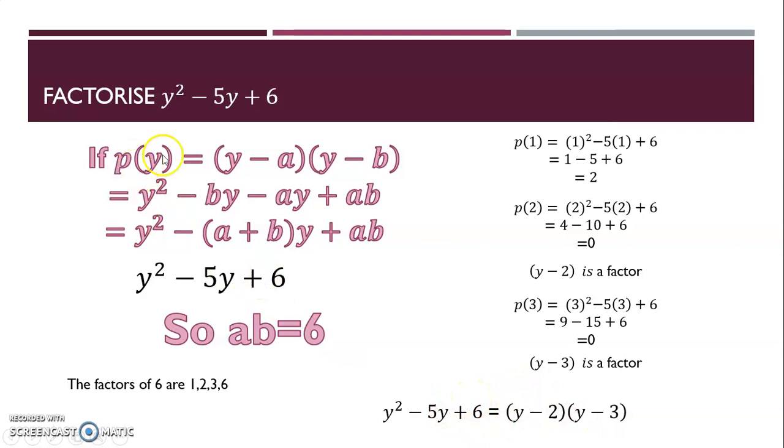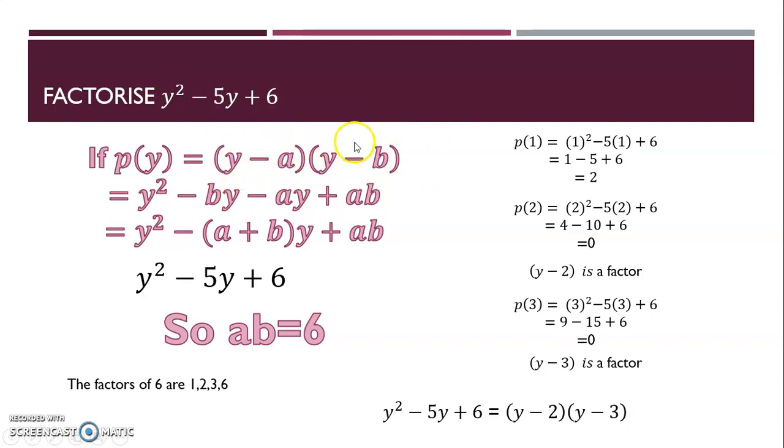Okay, so what have we done here? First we saw that it is a second degree polynomial. Since this is a second degree polynomial, the factors will be of the form y minus a into y minus b. If it was a third degree polynomial, it would be y minus a into y minus b into y minus c. There will be three factors. Since this is a second degree polynomial, there are two factors.